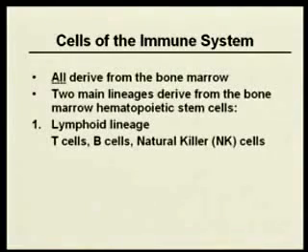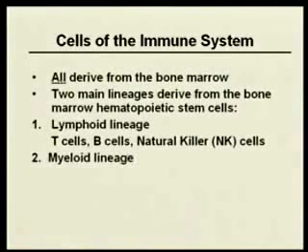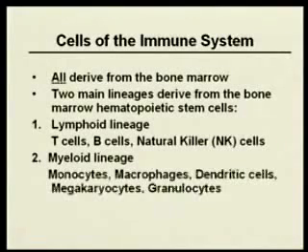In addition to the lymphoid lineage, there is the myeloid lineage, and these are primarily the monocytes, macrophages, dendritic cells, the megakaryocytes, and the granulocytes. And we'll talk a little bit more about the macrophages and dendritic cells, and in particular we'll talk about their abilities to present antigens to the T cells.